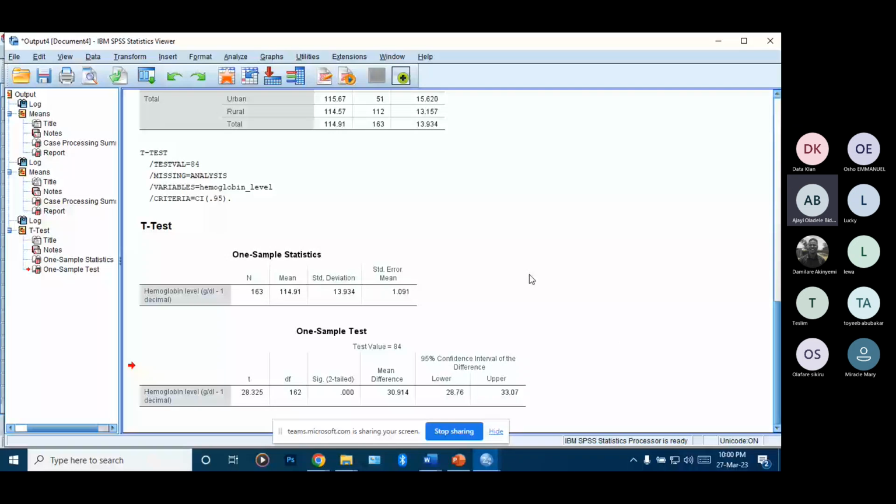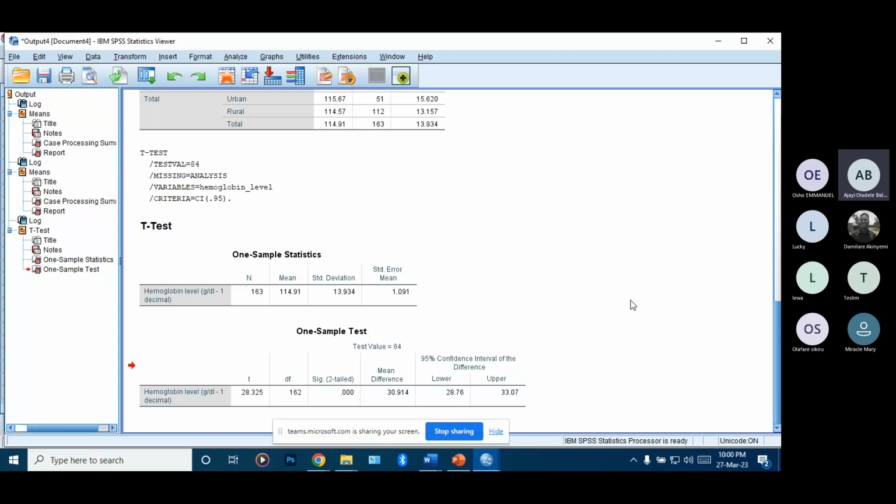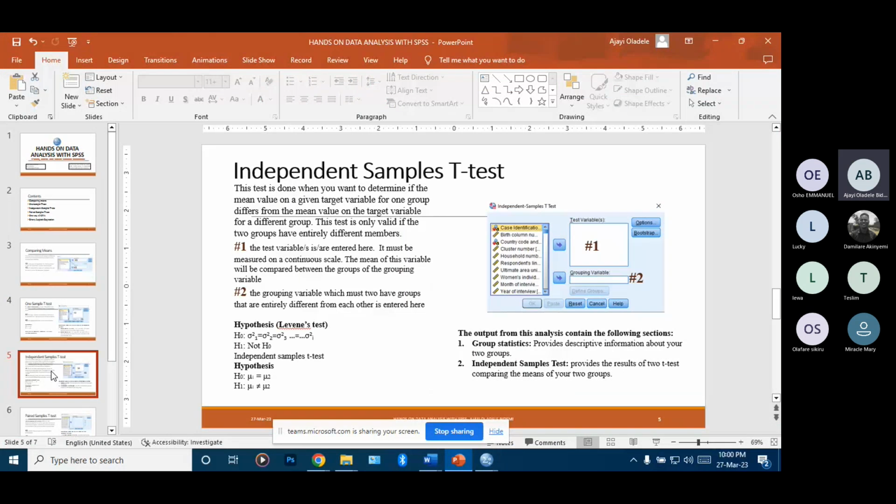So that is just what one sample t-test does for us. It helps us to test if the mean of a particular set of samples is statistically different from a hypothesized mean. And we've just seen how we did that. Now, the next thing on my slide is the independent sample t-test. The independent sample t-test is done... I'm reading this now.